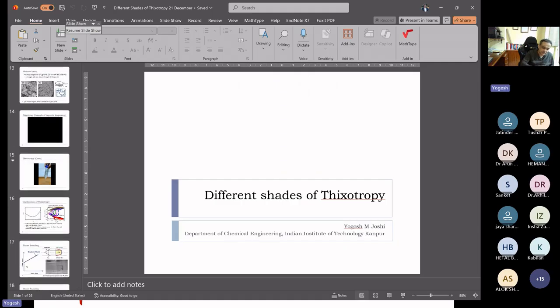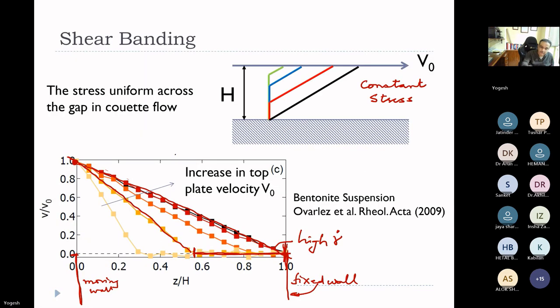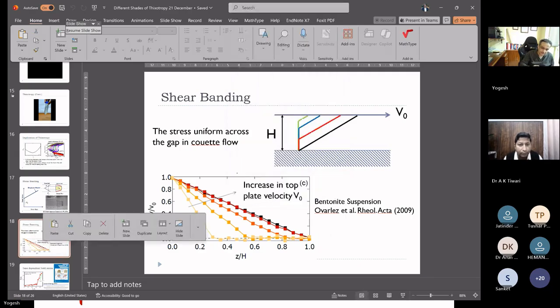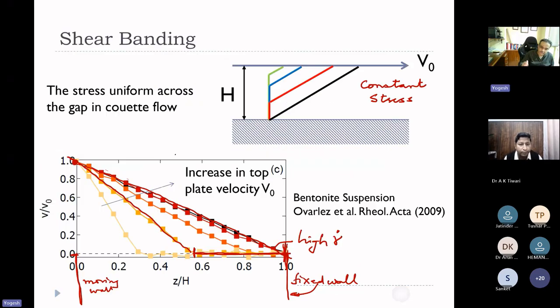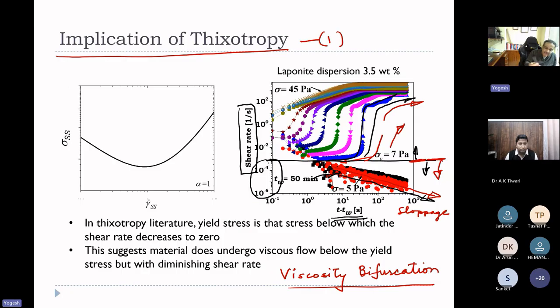This is typically shown by this thixotropic material. And what I'm going to, okay, I'll go back. So what happens is that you can very clearly see that this is the typical non-monotonic flow curve that we get.